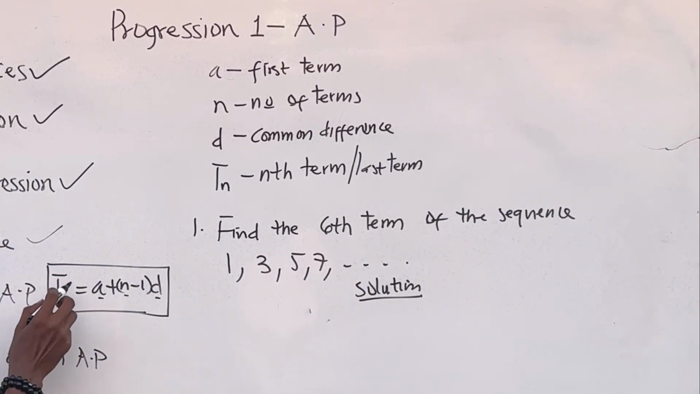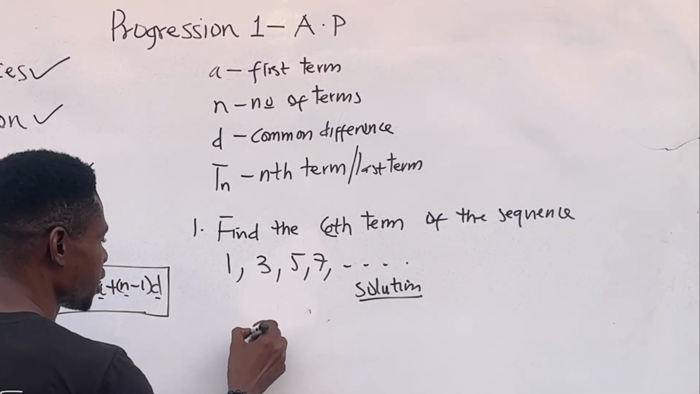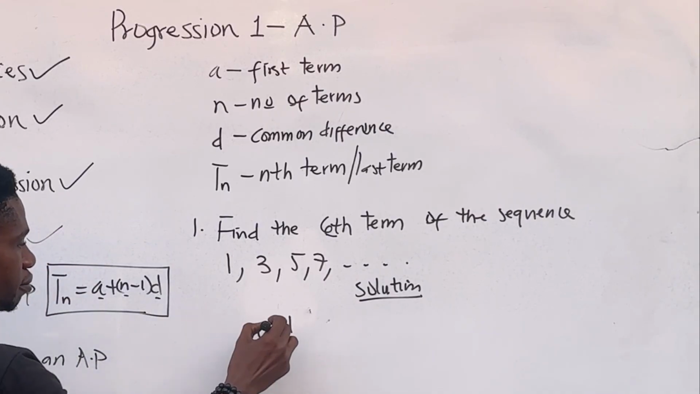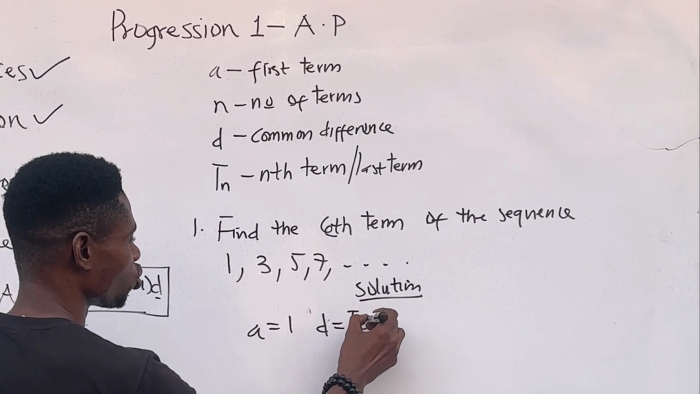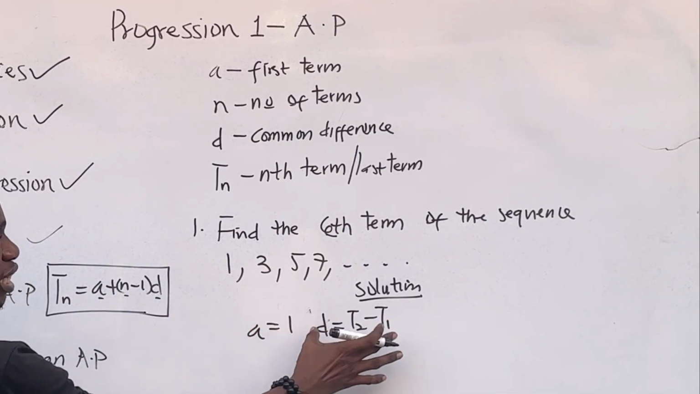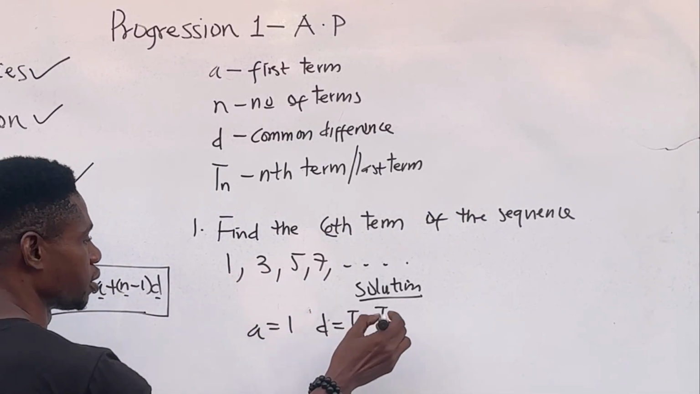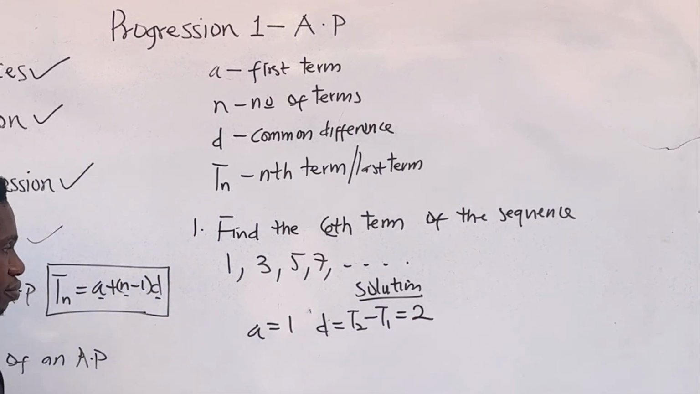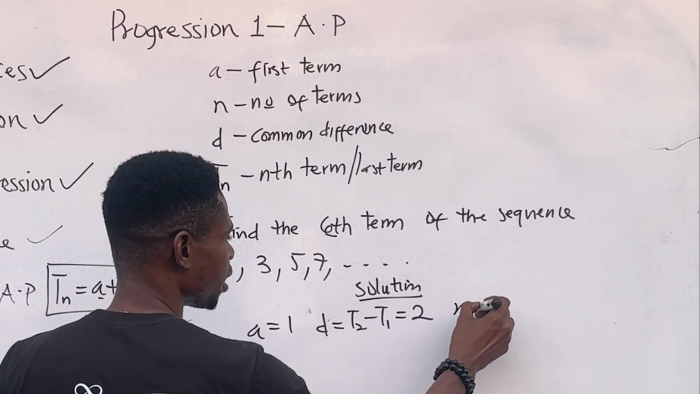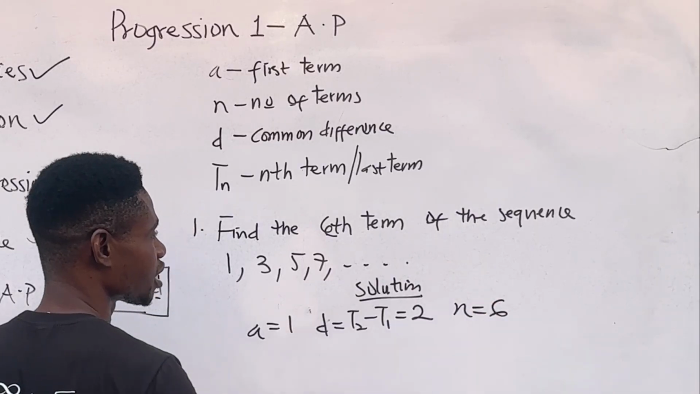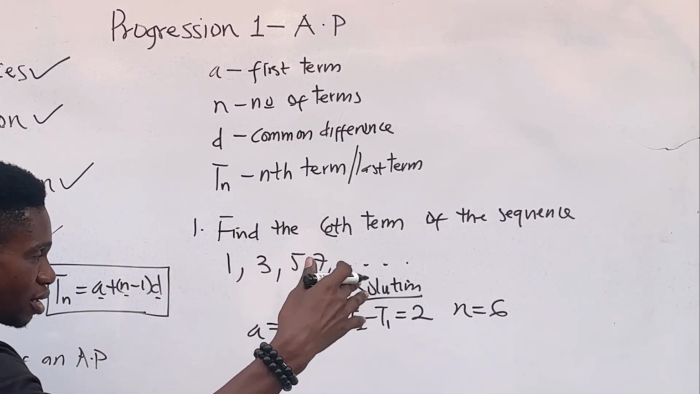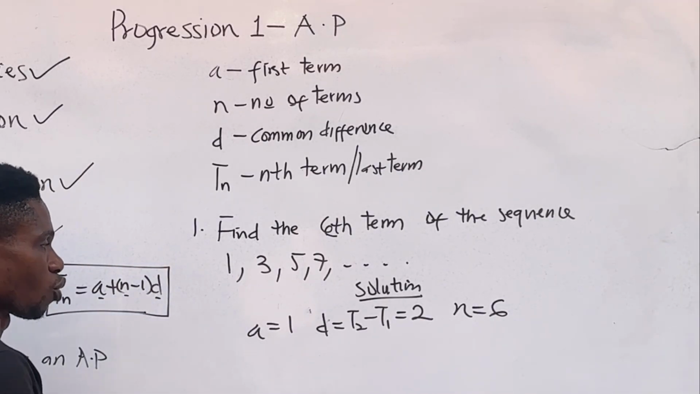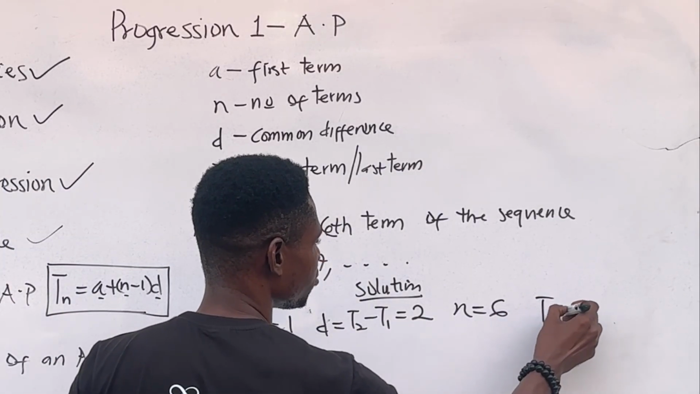Since we are looking for the nth term, or the sixth term, our first term is 1, obviously. Our common difference is T2 minus T1, right? Remember, we've established this earlier. So 3 minus 1 is 2. Now, the number of terms in question here is 6 because we're looking for the sixth term. So we have first term, second, third, fourth, and so on to 6. So what we're looking for is the sixth term.